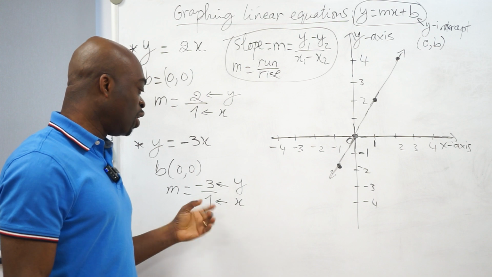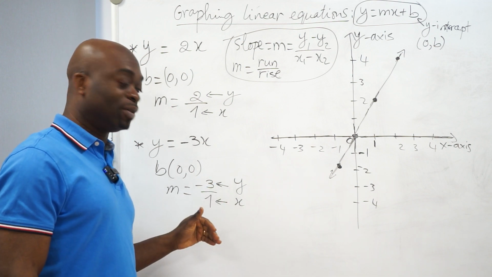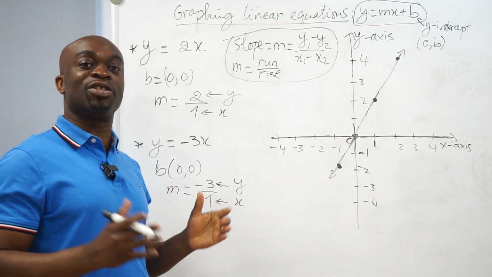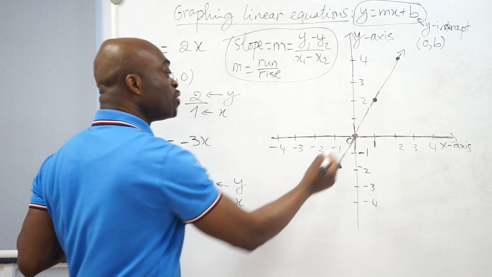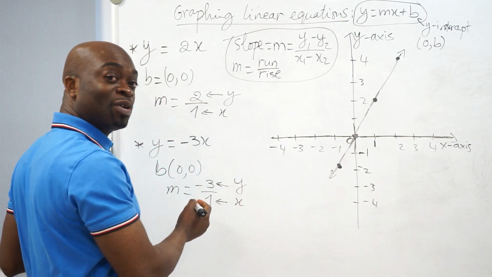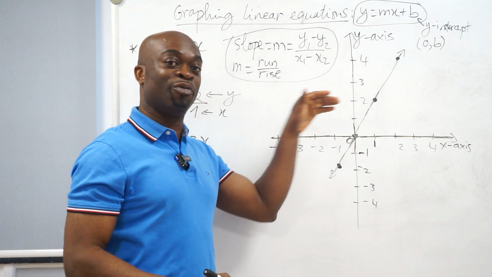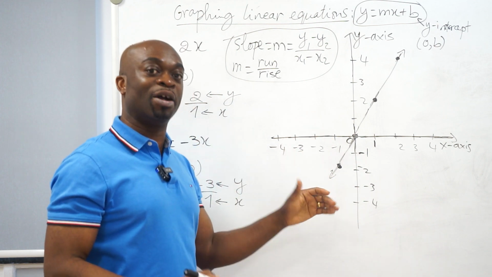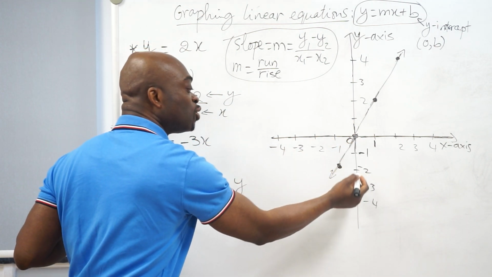Now we got to get to the second point by using the slope. And by using the slope, we go top and then the bottom, the numerator and then the denominator. So negative 3 is a y value. So that means we have to work on the y-axis. So from 0, we have negative 3. Because it's a negative number, we're going down. We're not going up. We go up if it's positive, and we go down if it's negative. So we go down, 1, 2, 3.